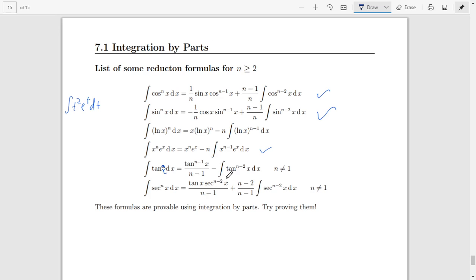Okay, so this brings us to the end of section 7.1, integration by parts. Next, we'll look at trigonometric integrals.